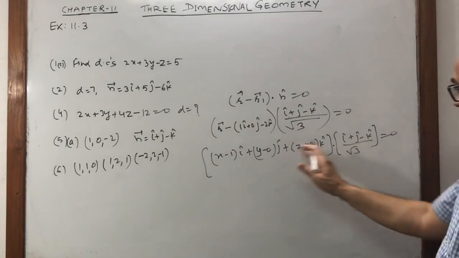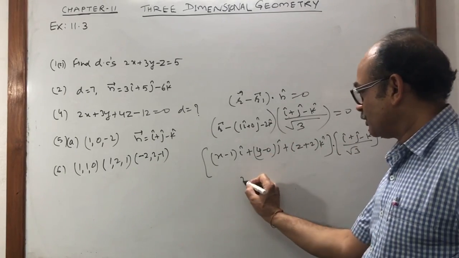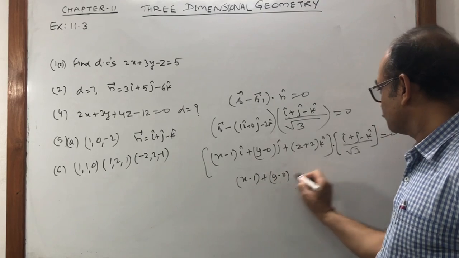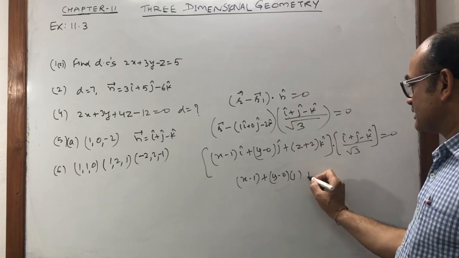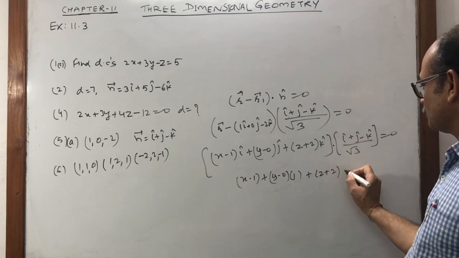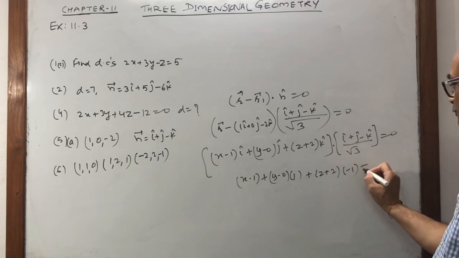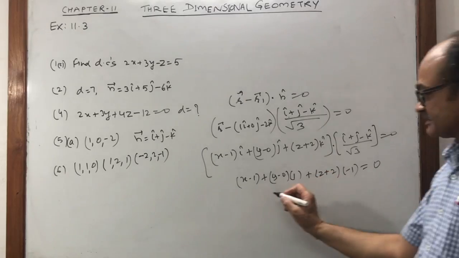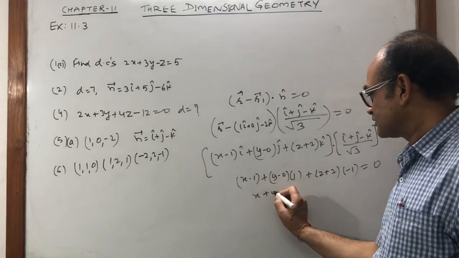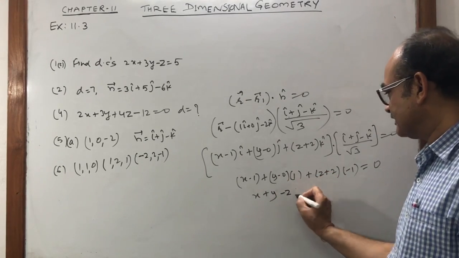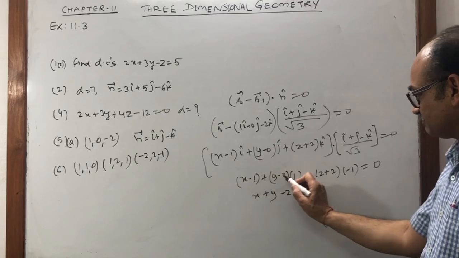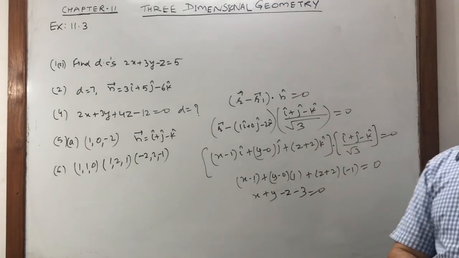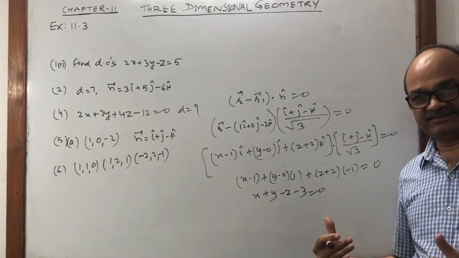So the plane will be x minus 1 into 1, y minus 0 into 1, z plus 2 into minus 1 equals, this root 3 goes to this side, becomes 0. Final answer is x plus y minus z, with the numbers minus 1 and minus 2, is the general form of the plane.